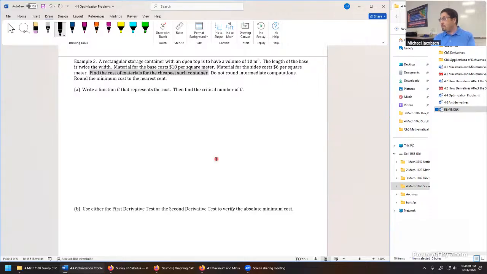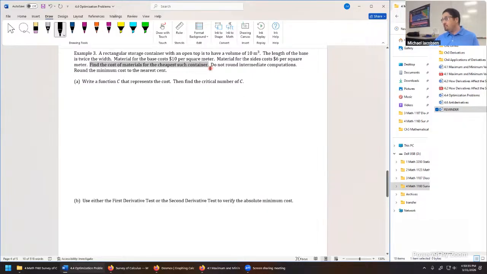In economics, we're typically trying to minimize something. If we're building a product for a company, we want to optimize by doing it as cheaply as possible. That doesn't sound nice, but that's a reality of business models and economics. So we're going to cheap out as much as we can on this and not try to spend a dime extra if we can. It says, do not round intermediate computations, round the minimum cost to the nearest cent.